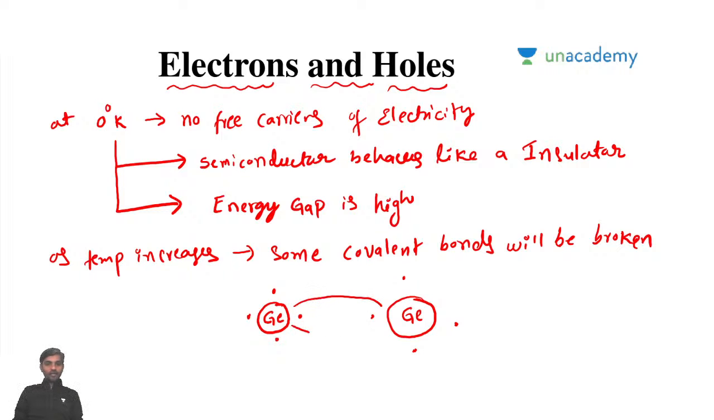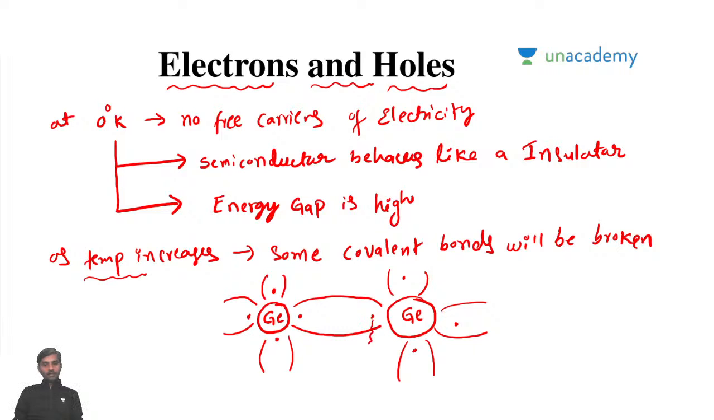So here you will have a covalent bond. This is also a covalent bond, and this, and this. Now, as I told you, as the temperature increases, some covalent bonds will be broken. It means this electron will go out and come out for conduction.